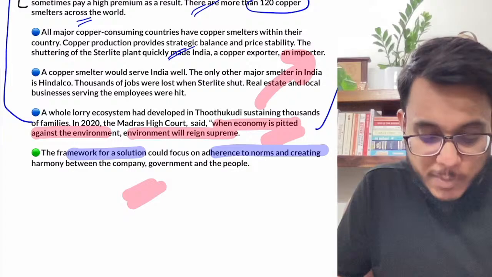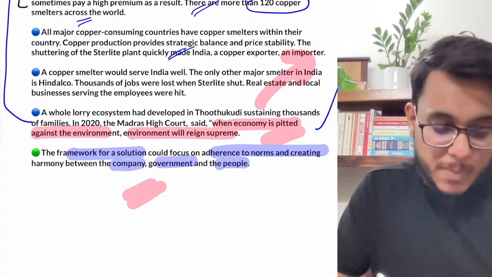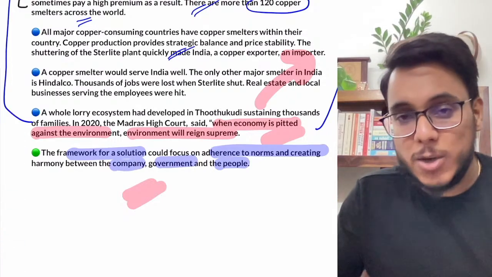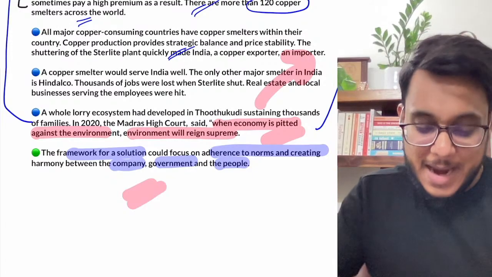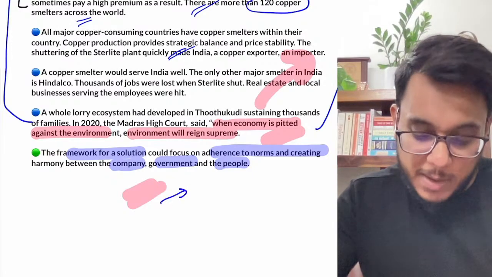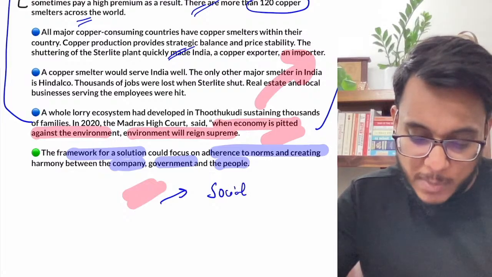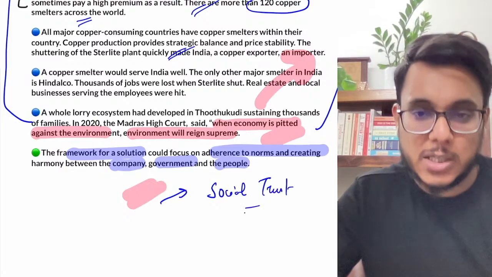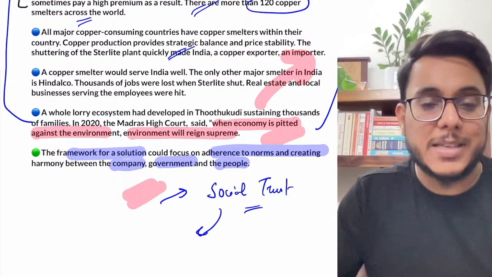Fine, a harmony needs to be established between the company, the government and the people. Basically the Starlight copper plant, as we see in this particular case, has not been able to form social trust with the people. So it needs to rebuild this social trust.